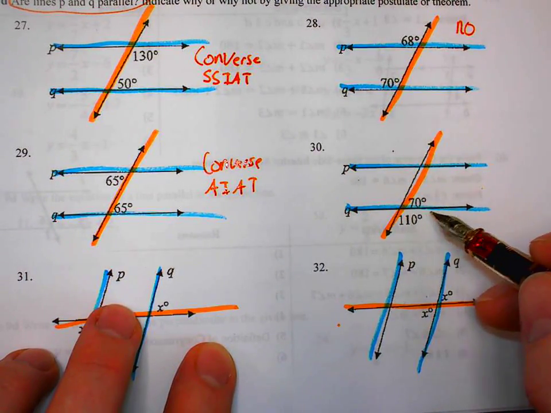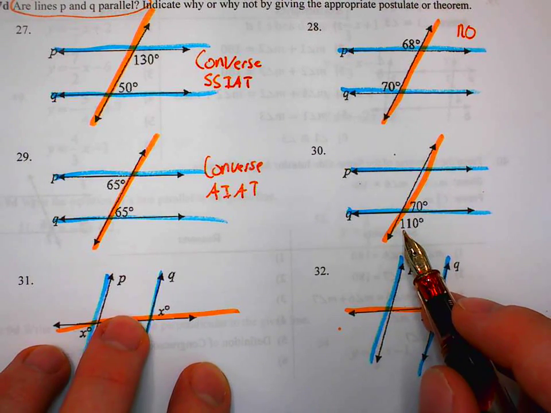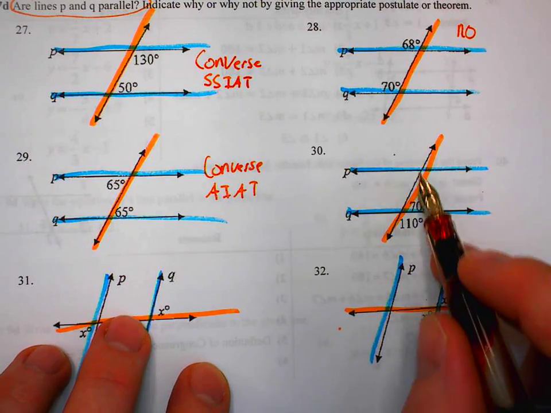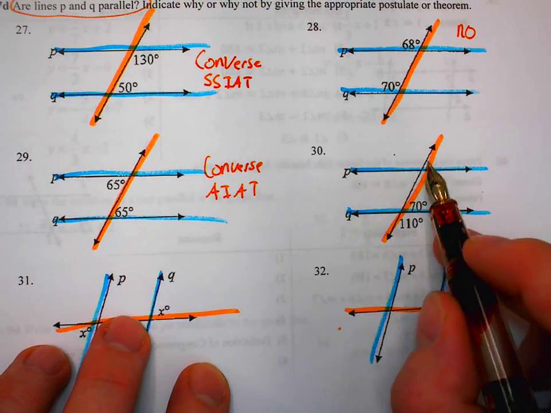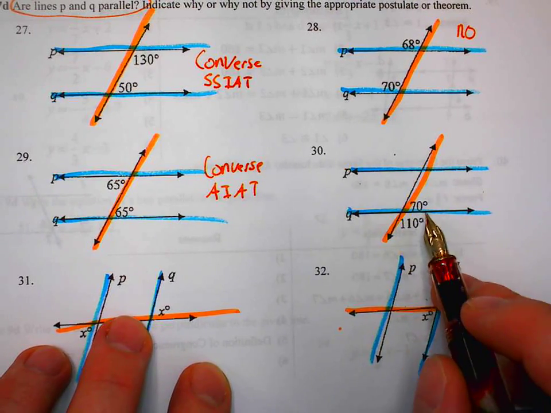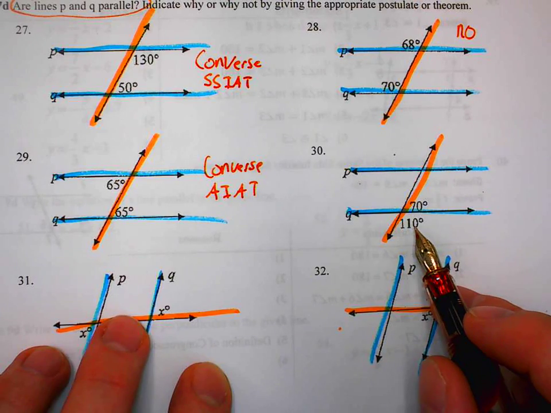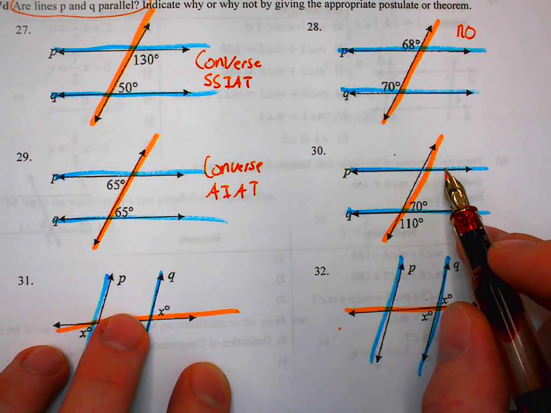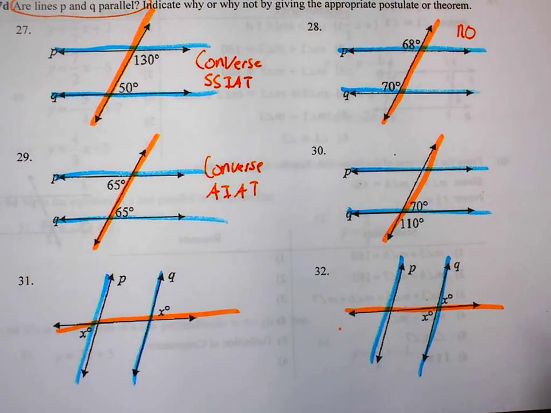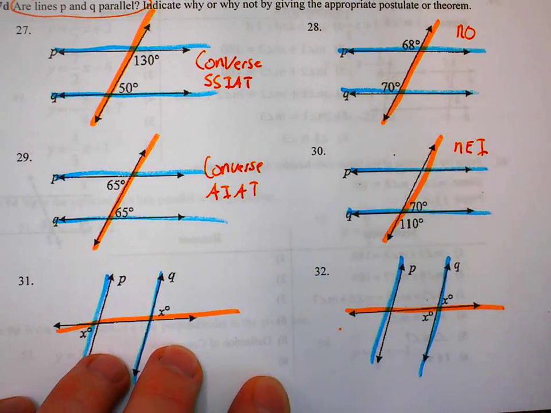For 30. These two angles are in the same intersection. If I'm going to show that these two lines are parallel, I need to know something about an angle in the other intersection, on line P. Both of these angles are on line Q, so they won't give me any information about line P. Now, a linear pair should add up to 180, but that doesn't tell me anything about the other line. So I can't say whether they're parallel or not, so I would just say NEI, not enough information.